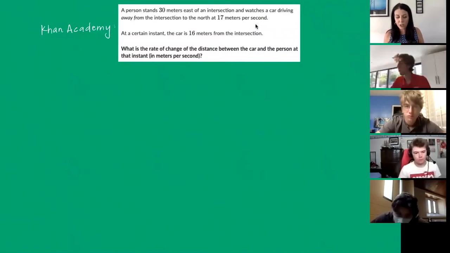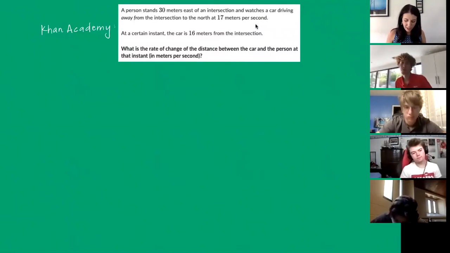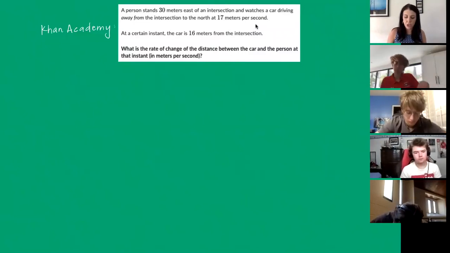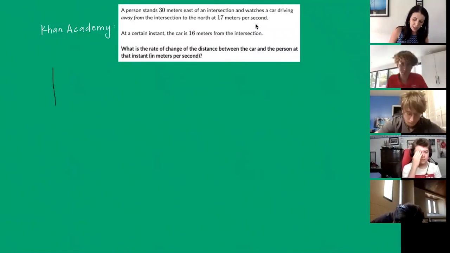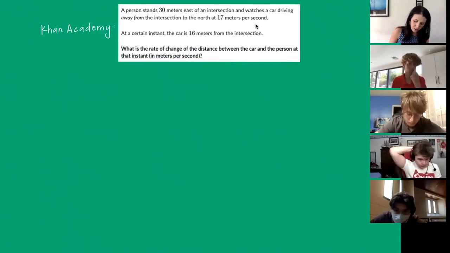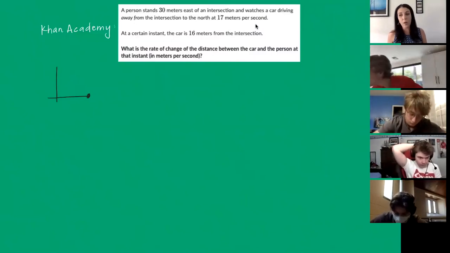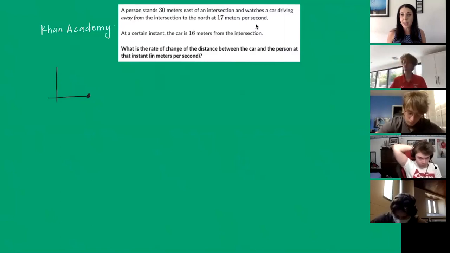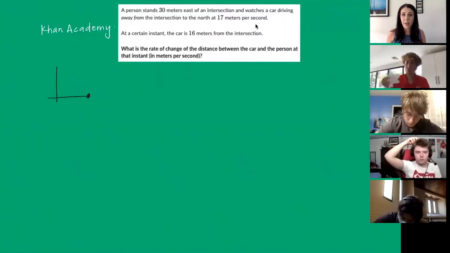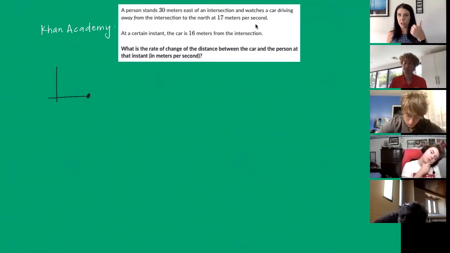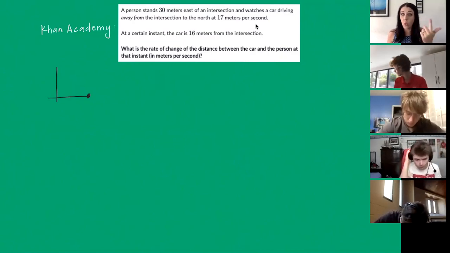So again, the reading here is really important, and it's very helpful if you can draw a quick sketch for something like this in general. So I have an intersection here, right? There's a person standing over here. He's not moving. He's not walking around. He's not walking towards the intersection or away from it. He's just standing there. Okay, so he's at that point. And then we have a car driving away from the intersection. So that's important. And then it says north.